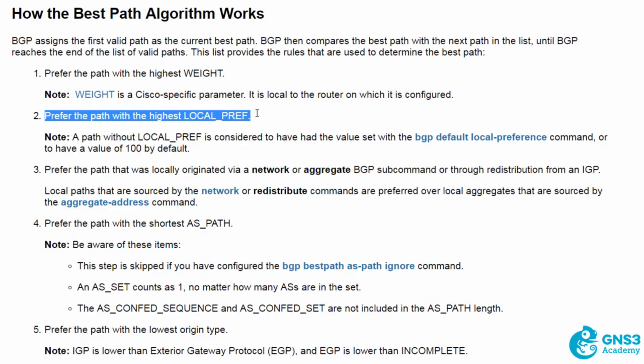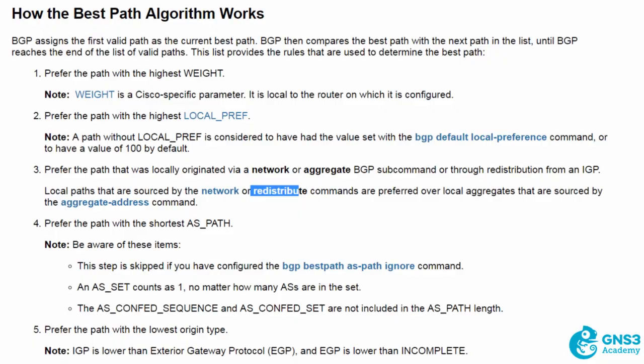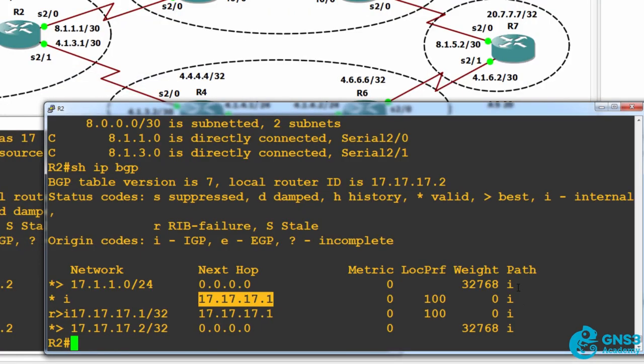Once that's done, it chooses what's called the highest local preference. It chooses routes that were advertised or originated using the network command before redistributed routes. This I at the end here means that the route got into the BGP routing table using the network command. Now it's misleading. It says the origin here is IGP. That's actually using the network command. We used the network command to advertise routes into BGP.